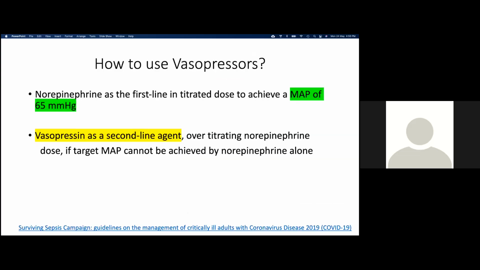Now, the first line drug we have to use is noradrenaline or norepinephrine, and we always have a target mean arterial pressure of 65 millimeter of mercury. Whenever the patient's mean arterial pressure is 65 or maybe 70 millimeter of mercury, we must think that the patient needs either volume resuscitation or inotropic support. In COVID-19, we don't go for a liberal volume resuscitation, we go for a conservative volume resuscitation. And despite volume resuscitation, if we are unable to see a rise in blood pressure and patient hemodynamics is falling, then we can initiate vasopressors and inotropes.